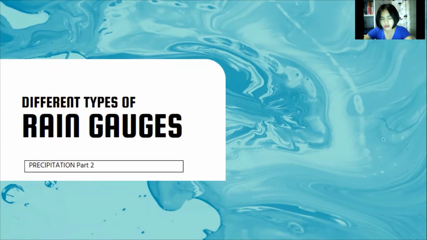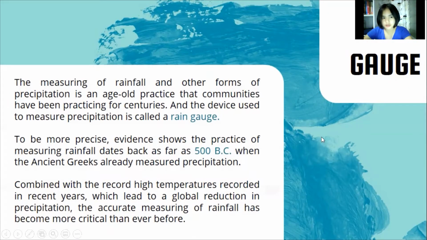Today, I'm going to discuss some of the subtopics of precipitation. To start with, the different types of rain gauges. The measuring of rainfall and other forms of precipitation is an age-old practice that communities have been practicing for centuries, and the device used to measure precipitation is what we call the rain gauge.